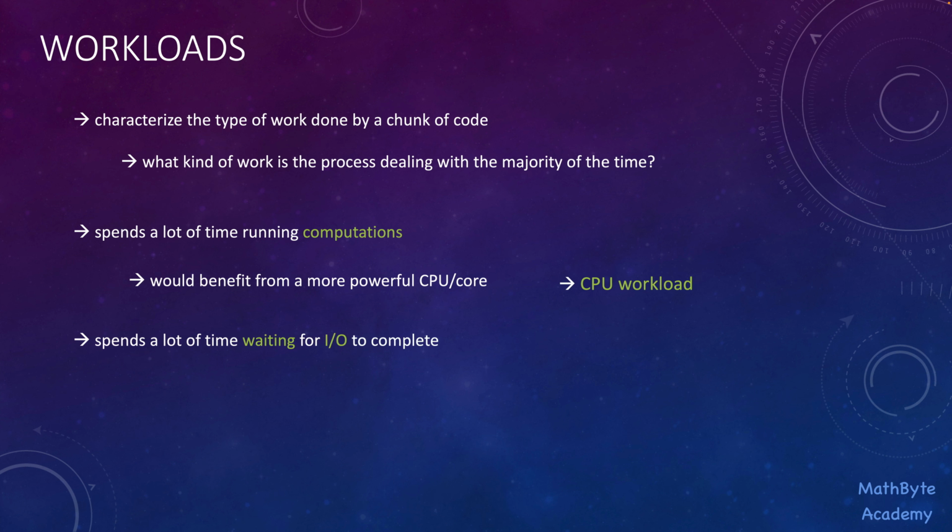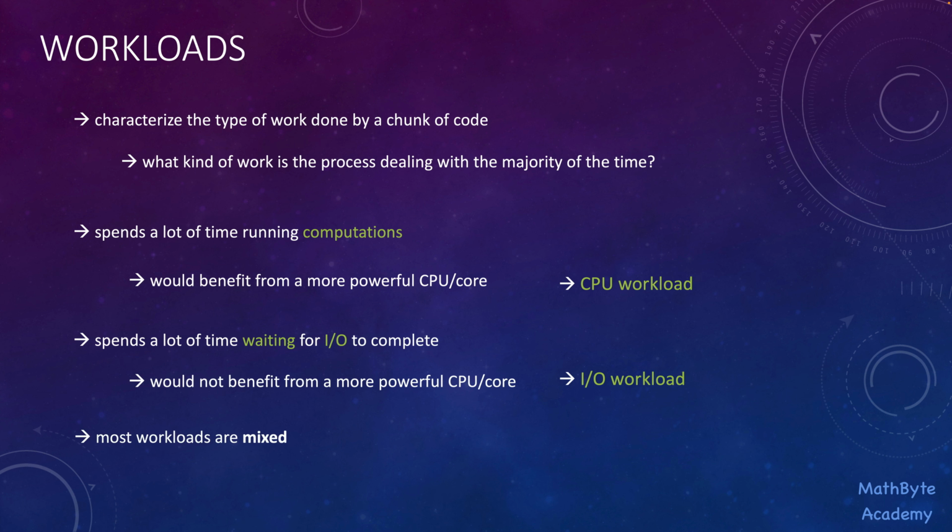But we could also have a chunk of code, a process or even a thread or a task more generally, that spends a lot of time waiting for I/O to complete. So this is where we're waiting for I/O. We can't use the CPU because we're waiting on something to finish, and then we can start using the CPU again. So that would not benefit from a more powerful CPU or a more powerful core. And this would be an I/O workload, right? So we've characterized things in these two broad buckets: CPU workloads and I/O workloads.